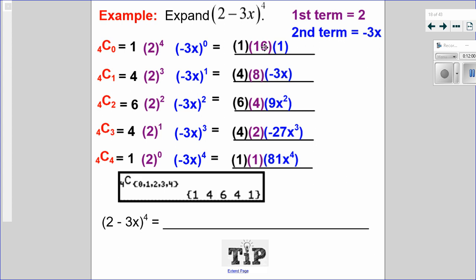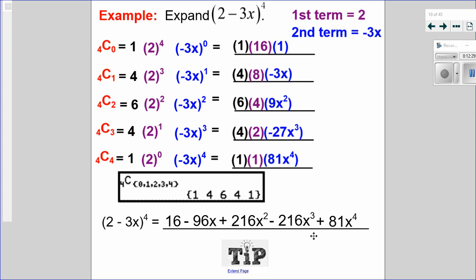So to put it all together, now I just have to do some number crunching. I multiply all those together and I just get 16. I multiply all those together, paying attention to the negative, and I get negative 96x. Multiply these together, it's positive, so I have plus 216x squared. Multiply these together, it will be negative, so subtract. And multiply these together, and it will be positive.